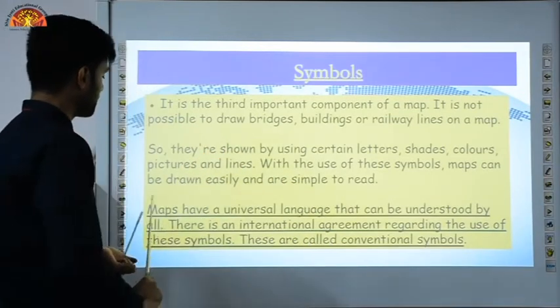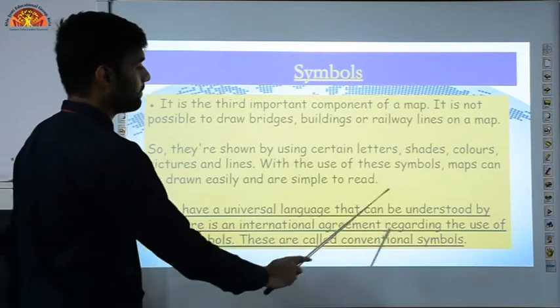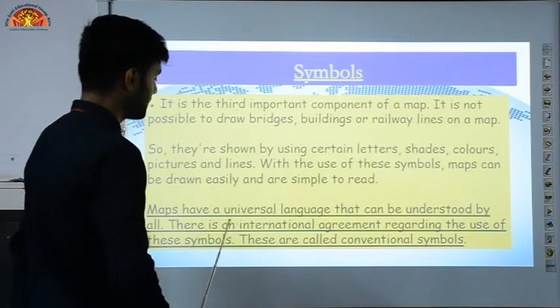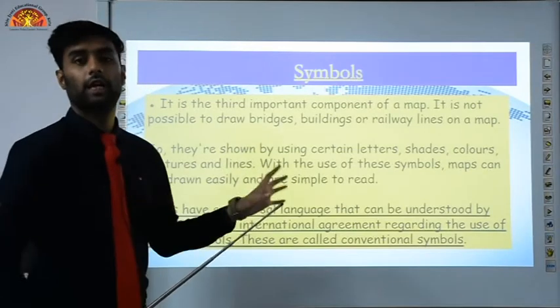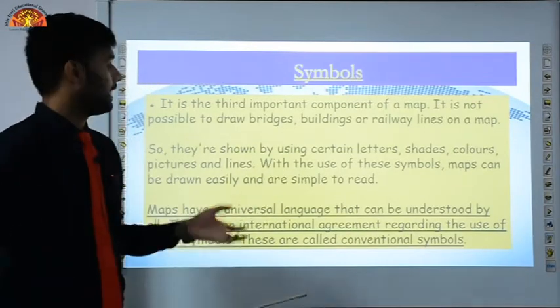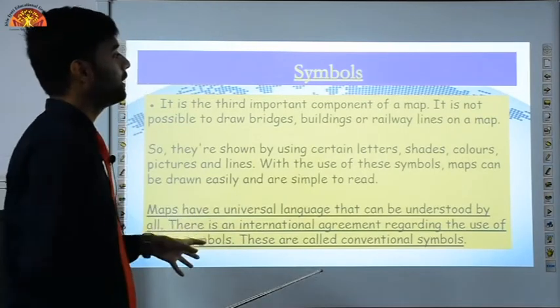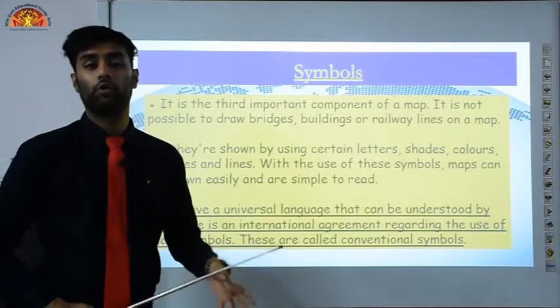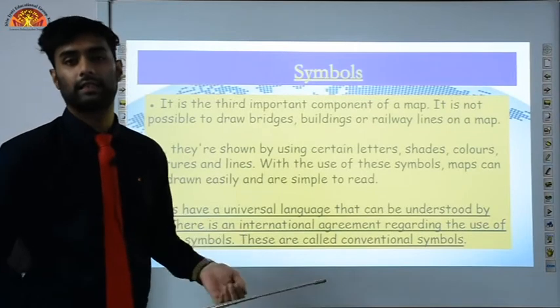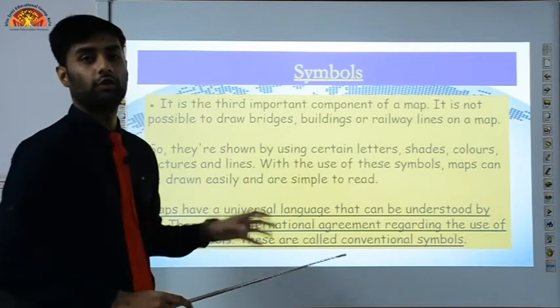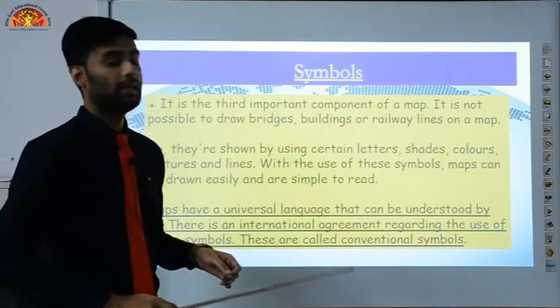Underline this in your books. Maps have a universal language that can be understood by all. There is an international agreement regarding the use of these symbols. Meaning the symbols which are used on a map are universally, internationally agreed. All the countries use the same symbols. Supposedly you go on vacation in a different country, you don't know the local language, you can't ask for directions, right? Because you don't understand the language. But because of symbols, you will be able to understand the map.